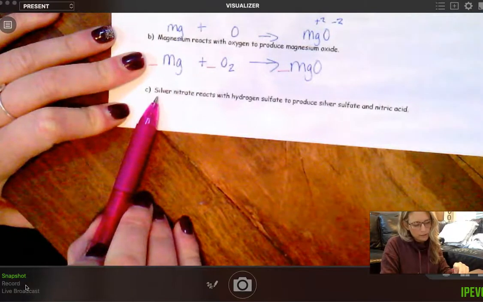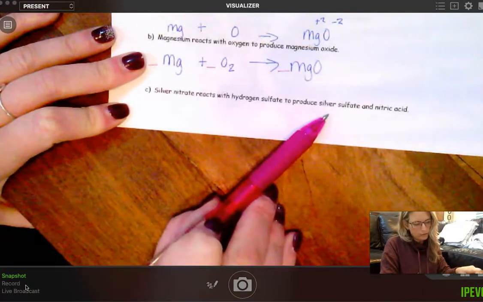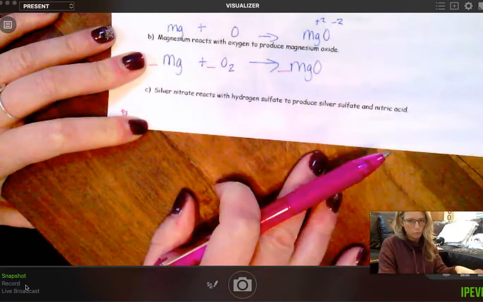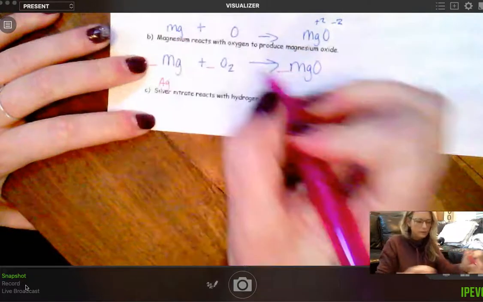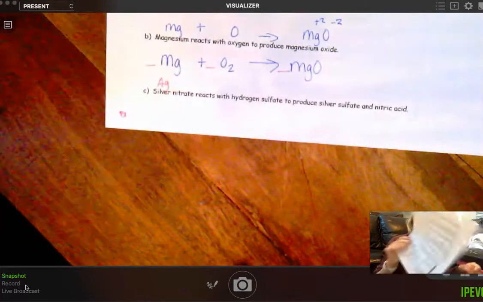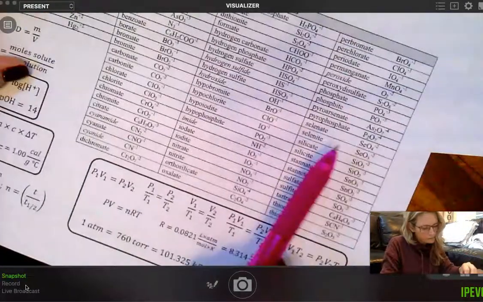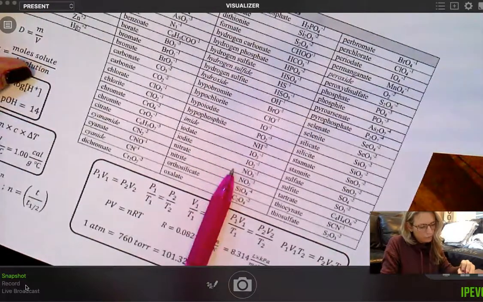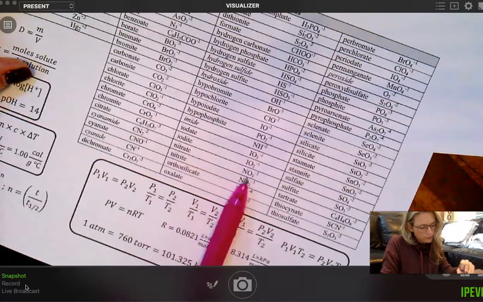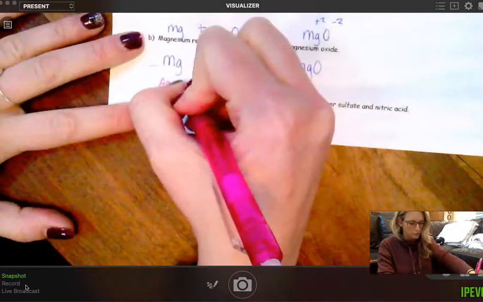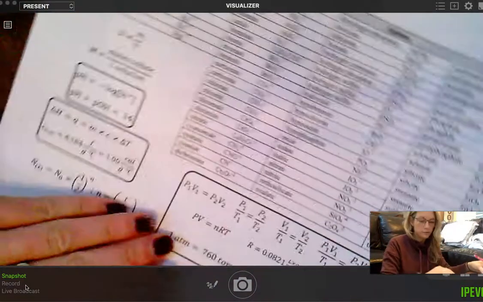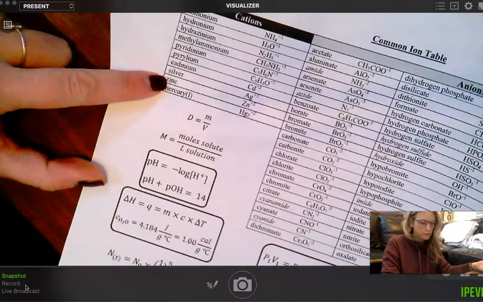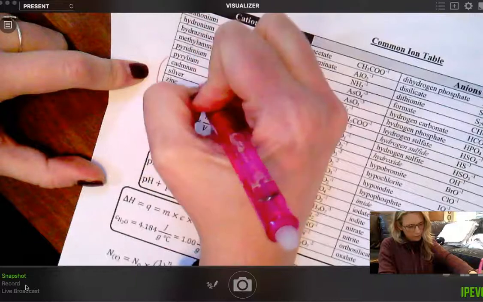Silver nitrate reacts with hydrogen sulfate to produce silver sulfate and nitric acid. So this one has a few more wordy parts to it. So silver nitrate, so silver is Ag. Nitrate, because it ends in ATE, you have to know you're going to look at the back of the periodic table. So let's find nitrate back here. Usually in alphabetical order, not always, but here's nitrate, NO3 -1. And while we're at it, let's get silver's charge. Silver is a transition metal, but its charge is always a +1. These guys right here are always on the back. Silver is a +1.